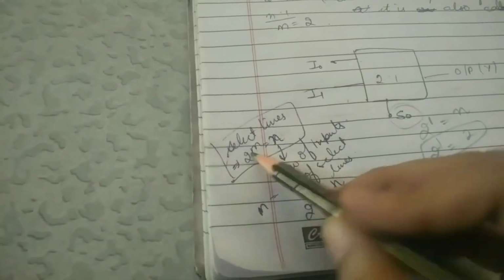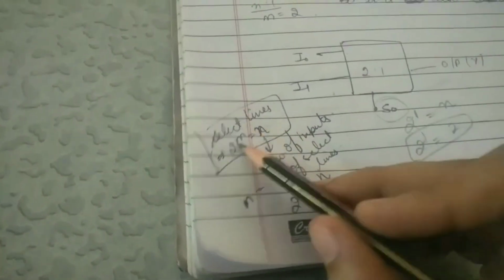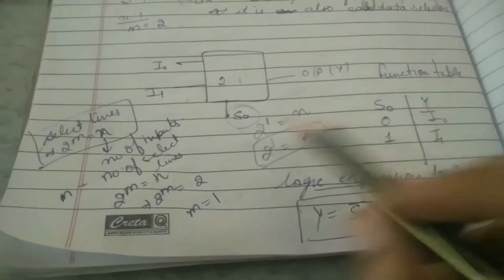So with the help of this formula, if we are given the select lines, then we can find the number of inputs, and if we are given the number of inputs, then we can easily find the select lines. Now let us see the function table of this multiplexer.